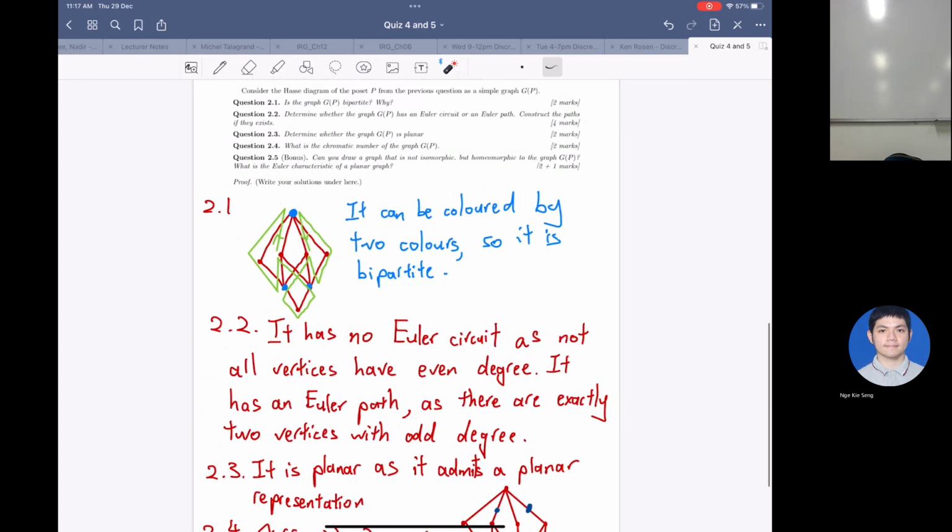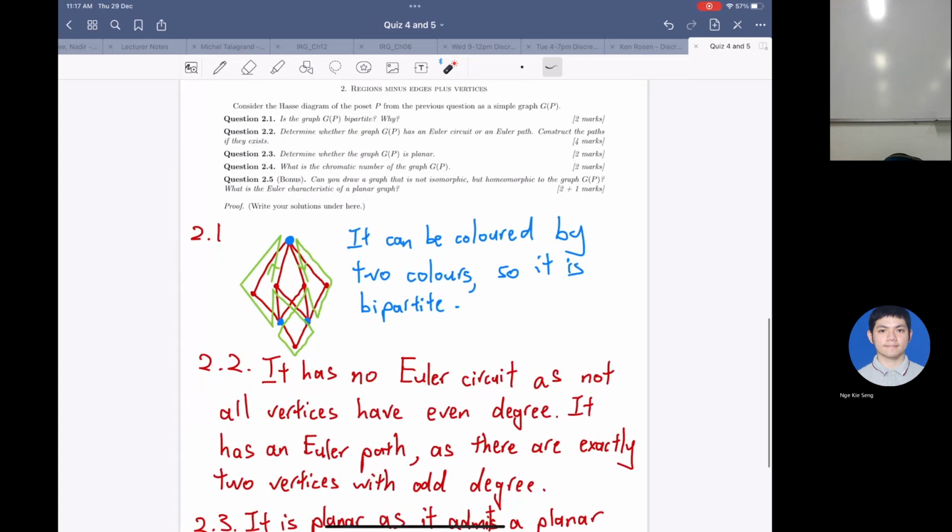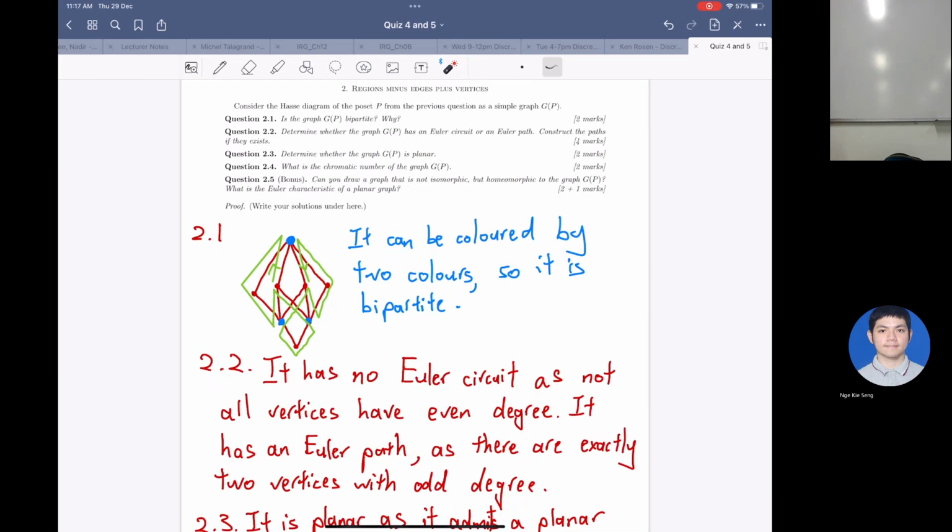Next is the graph. So we take the Hasse diagram from the previous question and then answer the graph question in this question. Maybe some of you say, if I cannot answer the Hasse diagram, how? There's one student who didn't have the Hasse diagram, so he put down the definitions of Euler path, Euler circuit, bipartite, or planar. I also give marks. This means you know how to find it. So just try everything you can in the exam.